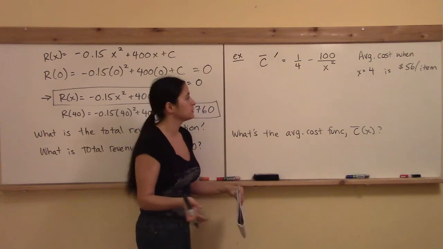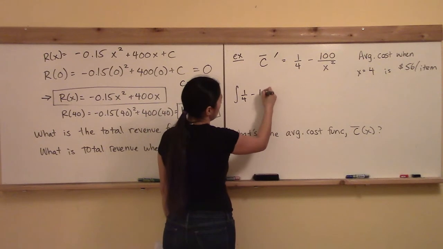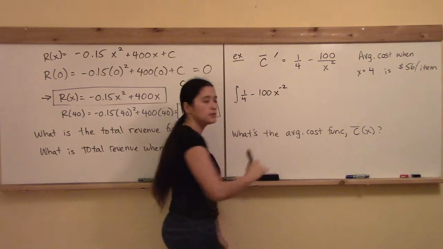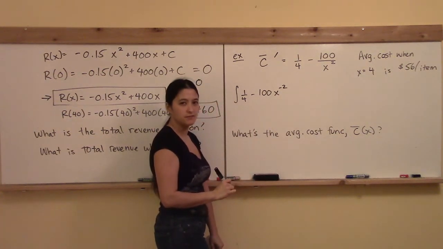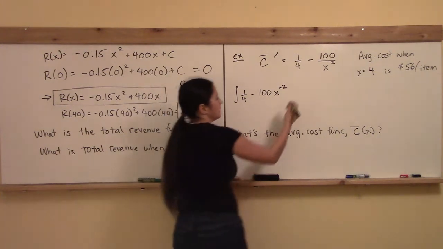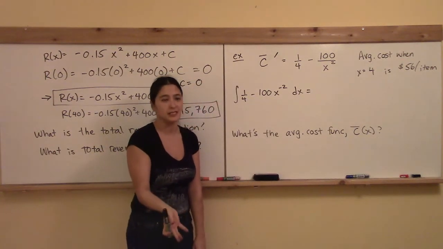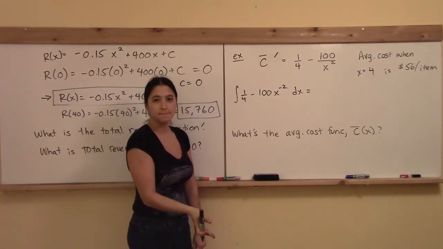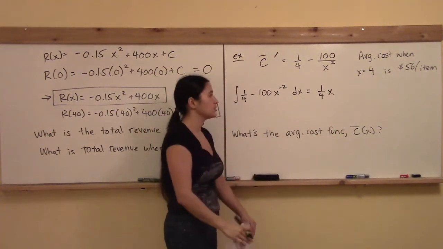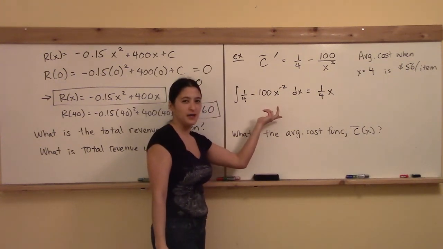Okay, so let's dive into this problem. First things first, I want to integrate the derivative, and if I'm going to integrate, I should probably rewrite all the x's on the bottom in terms of the x's on the top with negative powers. That's going to help me when I have to add 1 to the powers. So I'm going to get this dx, and that's going to give me the c bar with the plus c. Okay, so go for it. The 1/4 goes to 1/4 x, and then this is a tricky one. Minus 100x to the minus 2. What did you get from that?